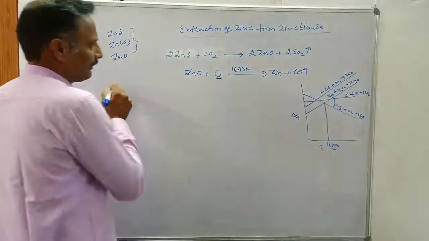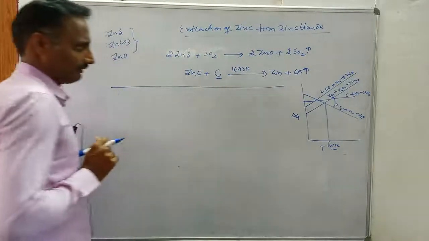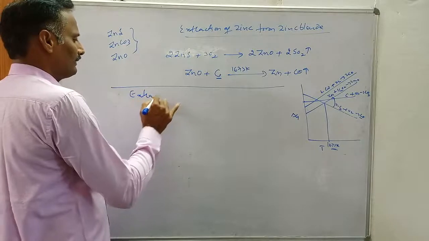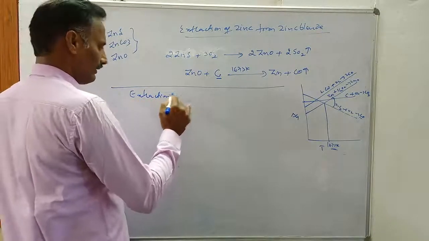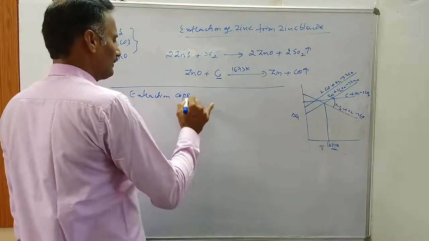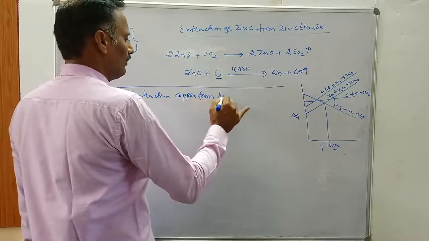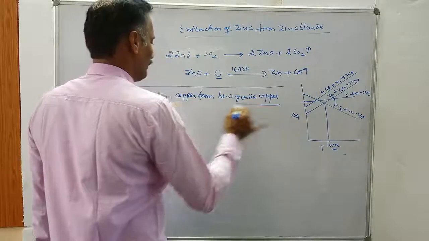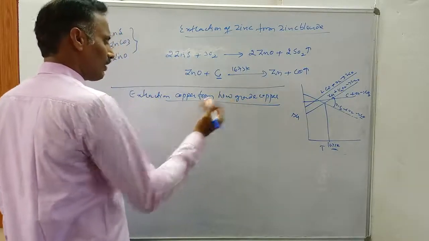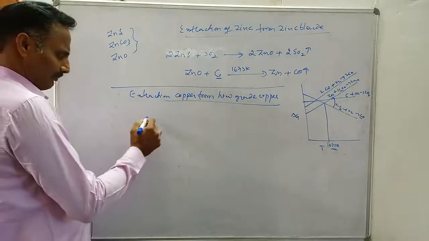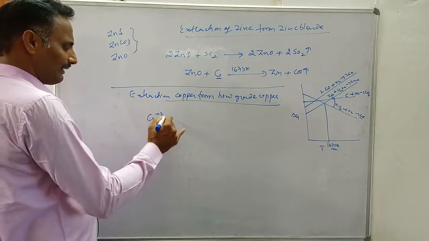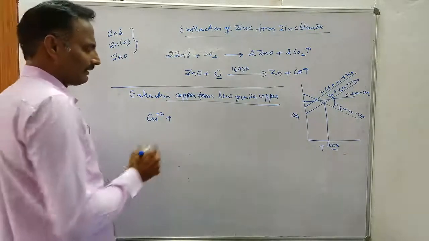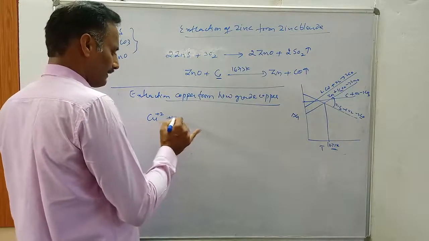Similarly, one more metal: extraction of copper from low grade copper. The low grade copper ore is leached with bacteria. When low grade copper is leached with bacteria or acid, the acid and bacteria bring the Cu2 plus into solution.